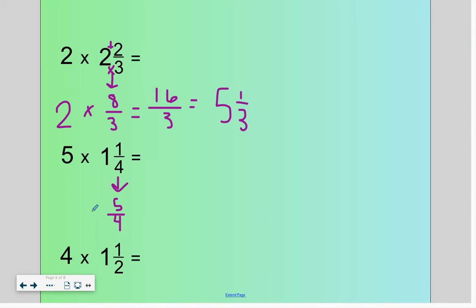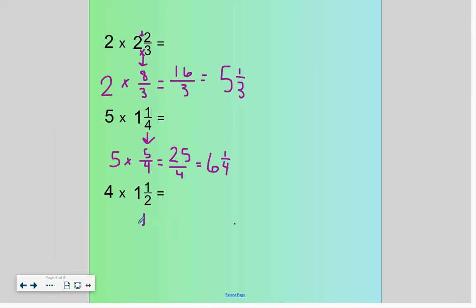And feel free to review my video on how to convert between a mixed number and an improper fraction, and that goes into more detail on what I'm doing here. Now, 5 times 5 is 25. Keep your denominator the same, and we end up with 6 and 1/4.